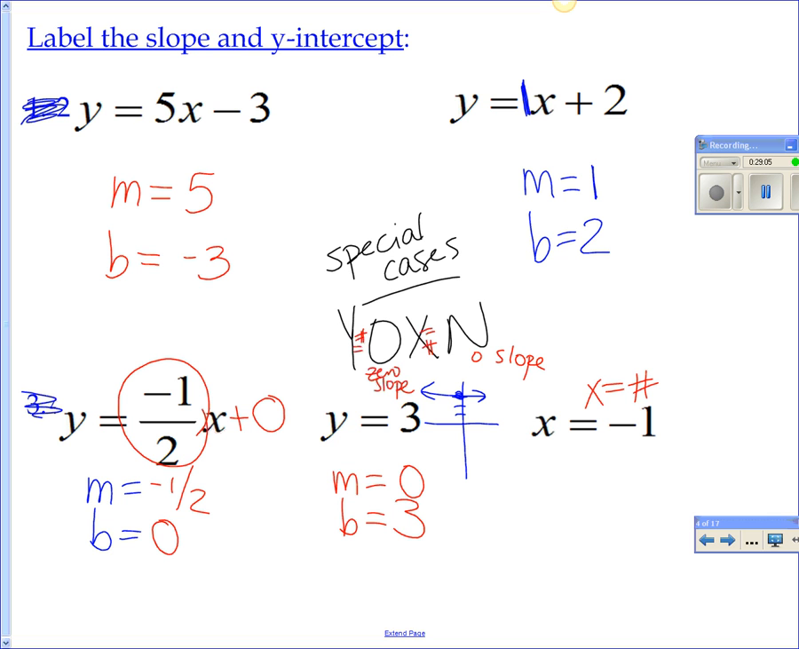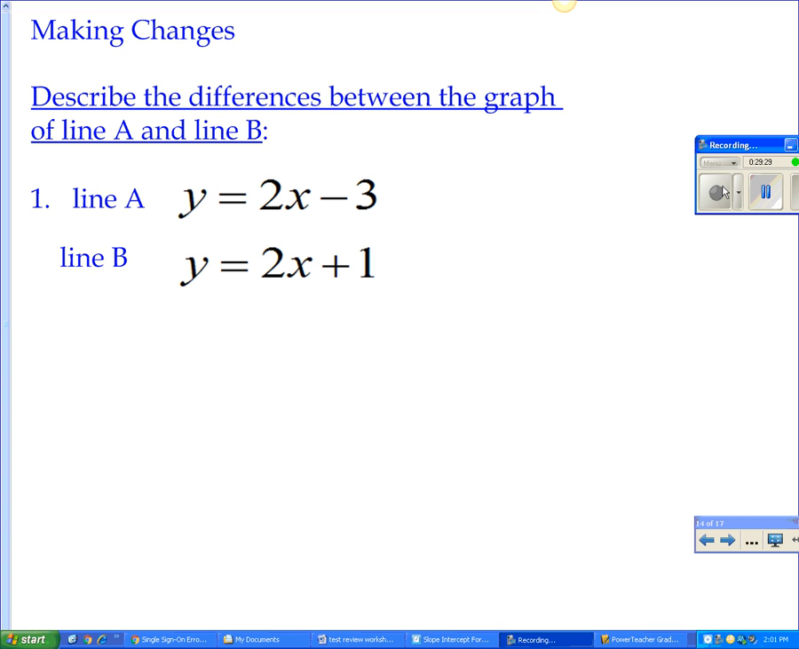I'm going to use Yoxen. So what does Yoxen say for X equals a number? It is no slope. Whenever it's no slope, the B is also none. The B is also none. These always go together. They're a pair. Okay? All right. So Yoxen is what I use for special cases. Yoxen. These last 3 are really easy.